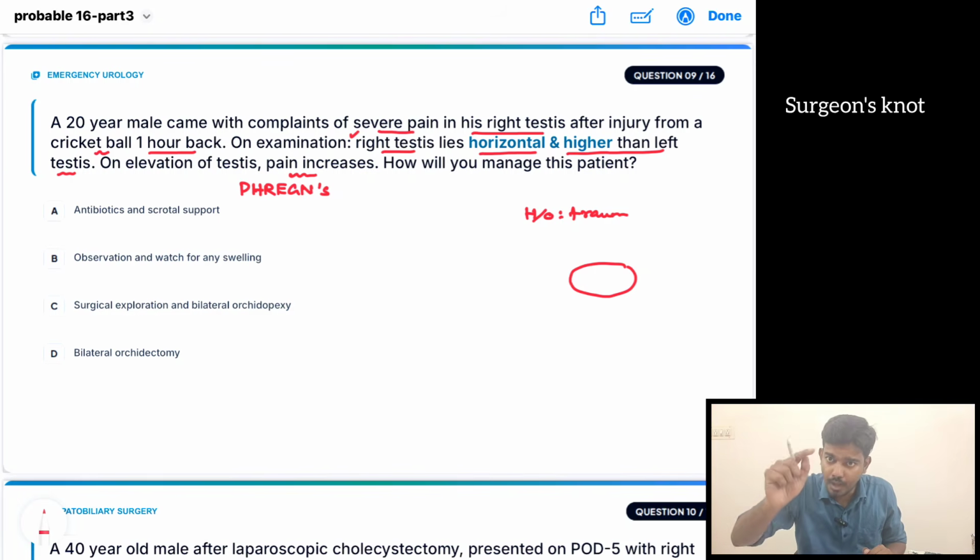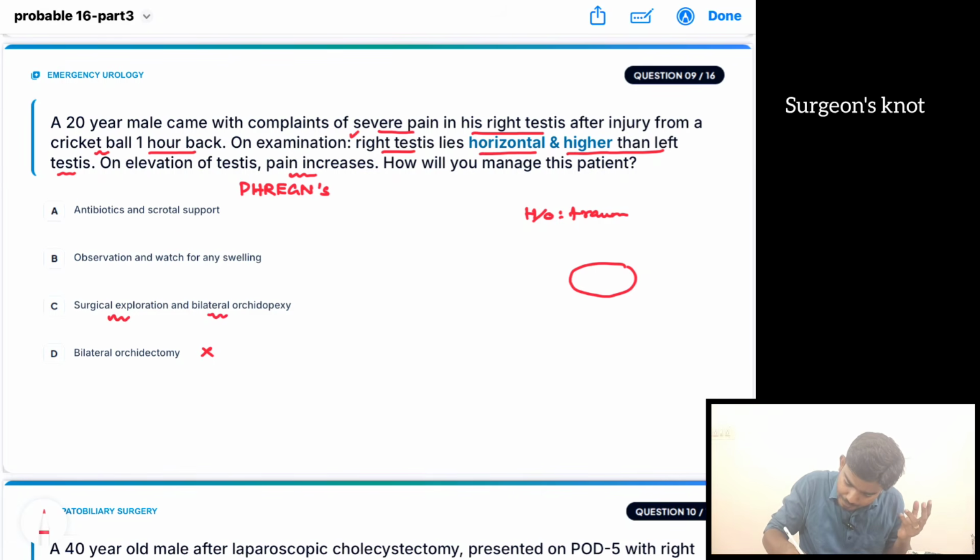In all cases, on the opposite side we are going to do an orchidopexy. So if the testis is viable, we are going to do a bilateral orchidopexy. If the testis is not viable, we are going to do an ipsilateral orchidectomy followed by contralateral orchidopexy. So bilateral orchidectomy is not an option, because the opposite side is normal. Why would you remove a normal testis? So that is not an option. Surgical exploration with bilateral orchidopexy, because it is only 1 hour, so the testis is viable. This is the answer. Antibiotics and scrotal support are given if it is epididymo-orchitis.